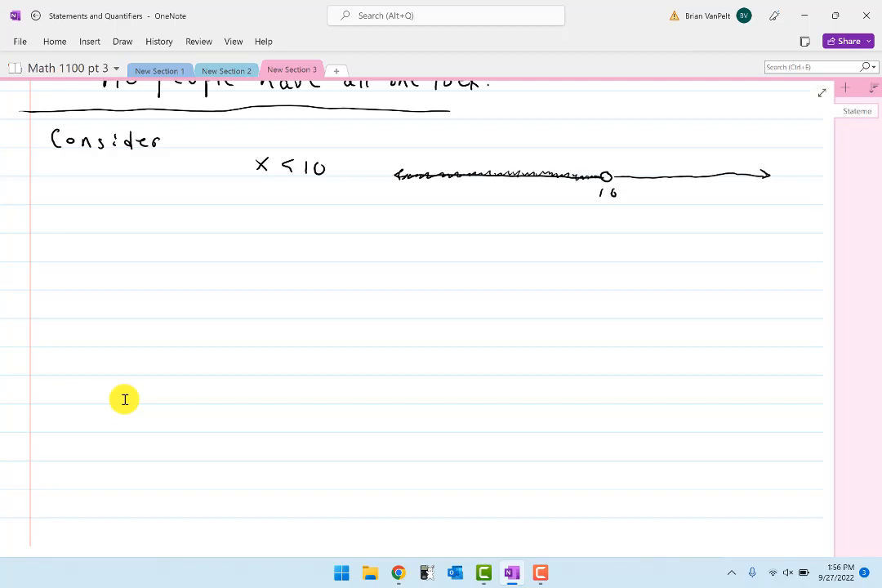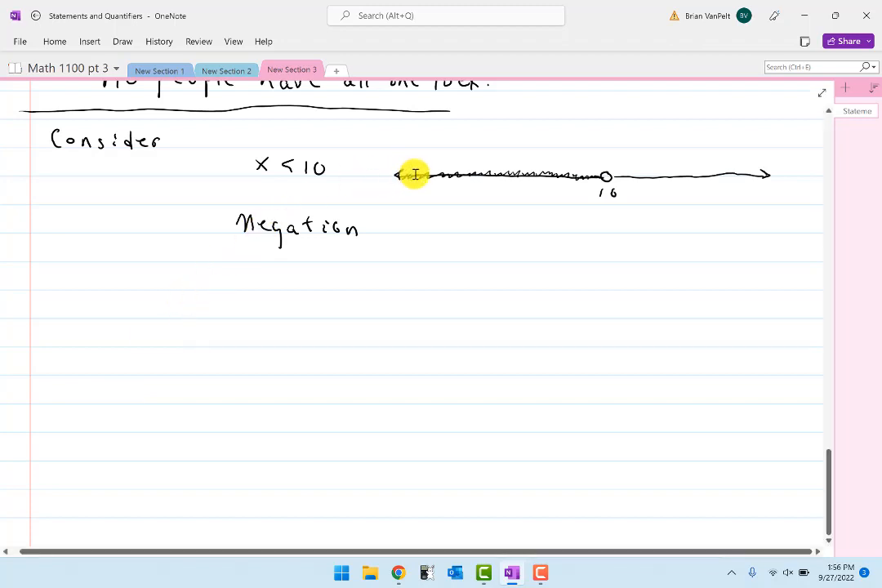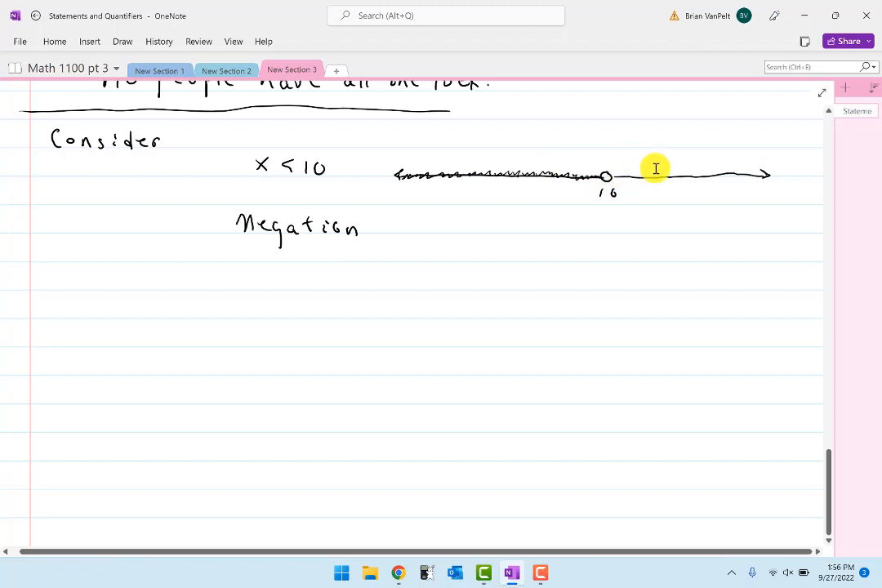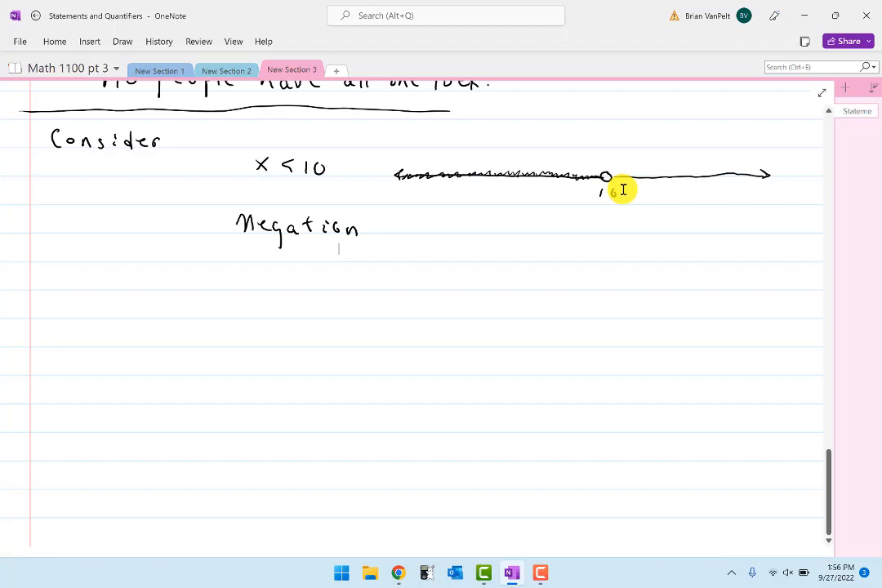Once again, the negation, you have to be careful. The negation wants to make all of these not solid anymore. That means it's going to do the exact, I don't know if I want to say opposite, but it is the exact opposite. It's going to fill in these, and it's going to include 10. So the negation is actually x is greater than or equal to 10.